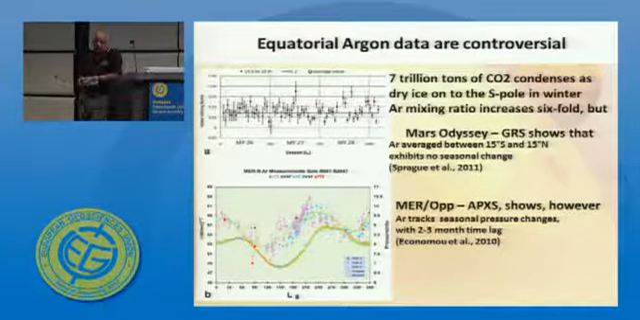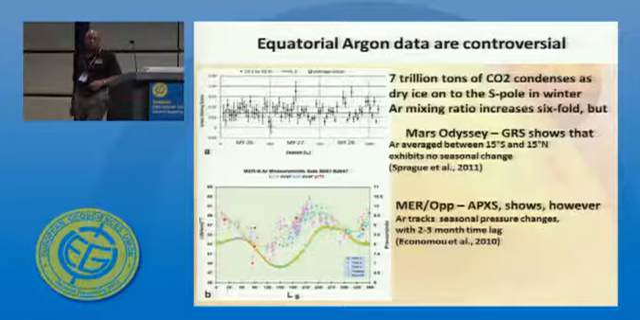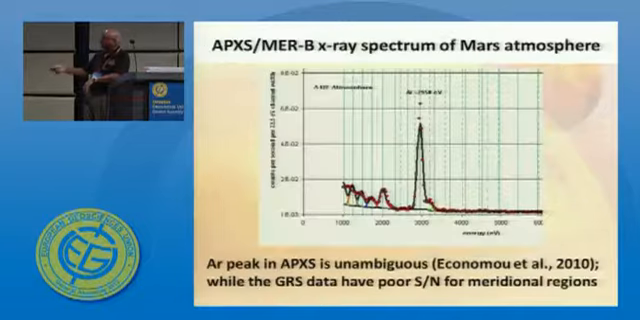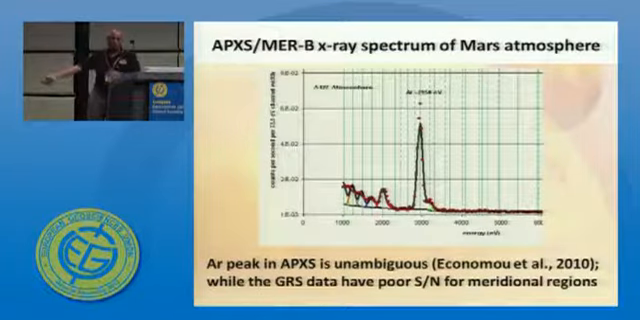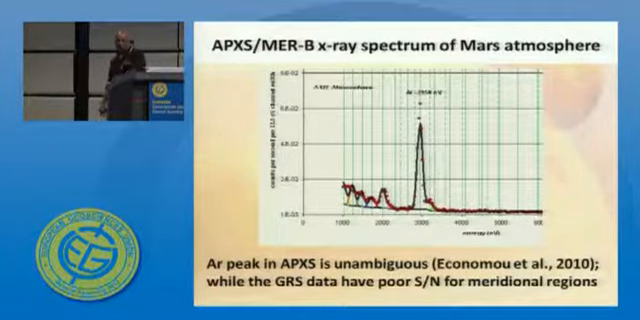And so it may be just because the orbital data do not have the kind of signal-to-noise ratio when you have the low amounts of argon in the equatorial region, as APXS people pointed out, others pointed out. But when you're sitting on the ground, you're making a clean measurement of the 3 kilo-electron-volt line. You can't be wrong.